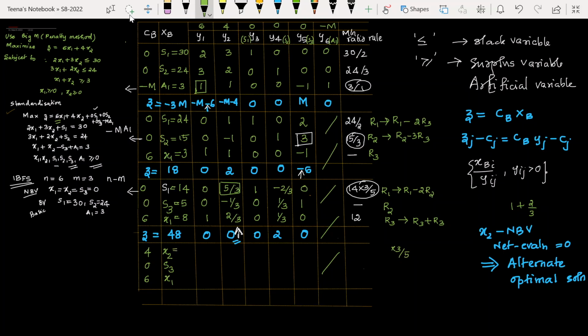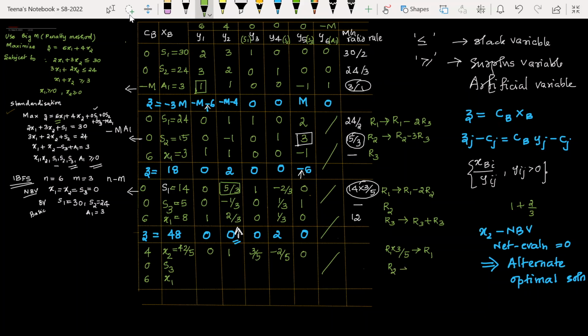So our first element becomes 42 by 5, that is 14 into 3 by 5, 42 by 5, then 0, then 1, then 3 by 5, then next element is minus 2 by 5, that is minus 2 by 3 into 3 by 5, that is minus 2 by 5, then 0. Let me call this R1 into 3 by 5, that is the modified R1. Now we are going to make the changes of R2 and R3 with respect to this R1.